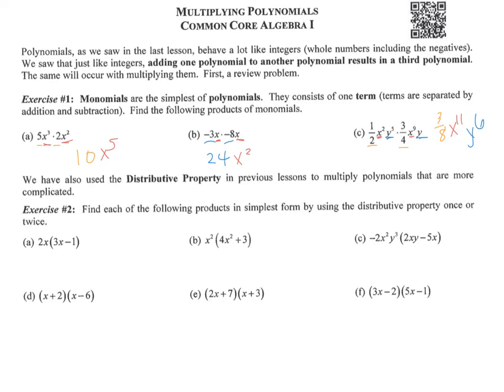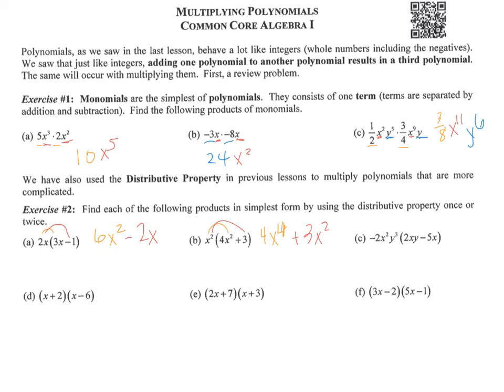Once we start doing the distributive property, this is the part that can seem new for you. So I have 2x times 3x, which makes 6x squared. Then I have 2x times -1, which is -2x. So we have now put together to make one simple polynomial. So x squared times 4x squared is 4x to the 4th power. Then x squared times 3 is 3x squared.